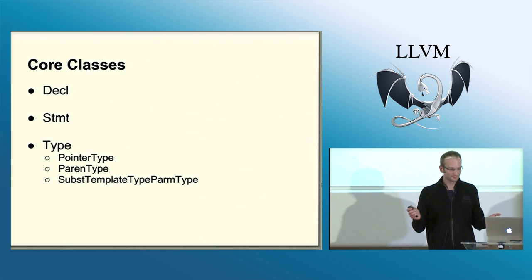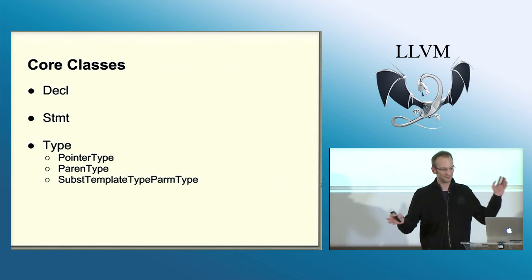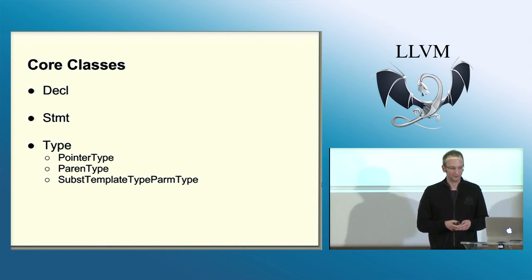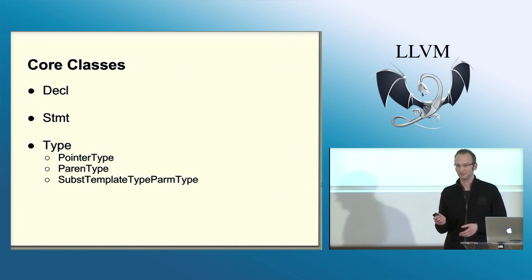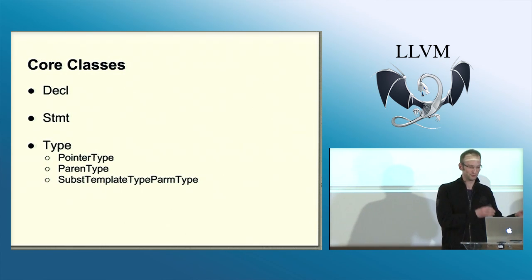And then we have types, right? Types in C++ are also complex. There are many different types. Types can be nested, like a pointer type. There are parent types, and there are strange things like subst template type param types, right? Again, the Clang AST is huge because of C++.